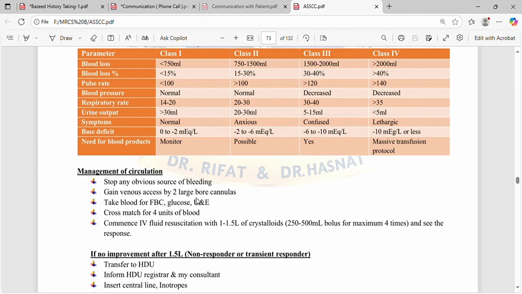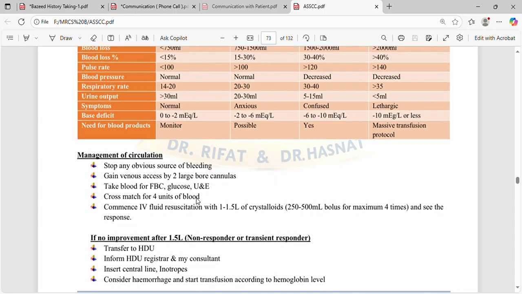Commence IV fluid resuscitation. You have to give the bolus, roughly 500 ml in 15 minutes, or you can give it according to weight, like 20 ml per kg. So you calculate how much fluid, then give it in 15 minutes. The bolus should be given in 15 minutes. You have to repeat this 4 times, and after that you can give the maintenance fluid.